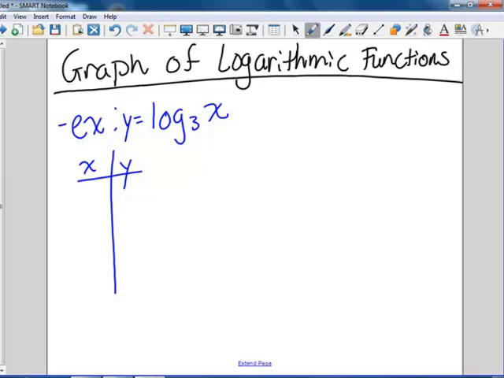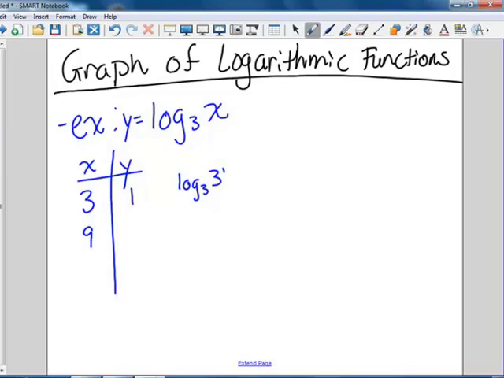Now here, normally we do -2, -1, 0, 1, 2, but that is maybe not going to work out best for us, because remember what we just talked about with simplifying. I want to pick things where my base would be 3. So let's say x is, well, let's start with 3. Log base 3 of 3, that's like 3 to the 1 power. My y value would be 1.